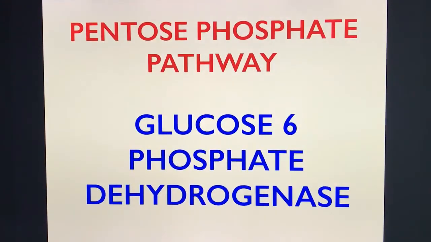The rate-limiting enzyme for the pentose phosphate pathway is glucose 6-phosphate dehydrogenase. So your glucose 6-phosphate dehydrogenase, or your G6PD, is the rate-limiting enzyme for the pentose phosphate pathway, or the hexose monophosphate shunt.